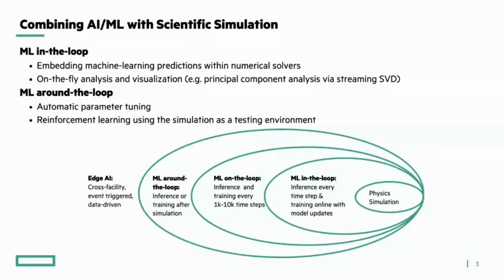And so just to keep in mind these two things, right? There's obviously some gray areas in between these things, like ML on the loop, where maybe there's something that needs to be done, not necessarily at the time step level, but maybe every large number of time steps, right? Maybe it's every 1,000 or 10,000 time steps.